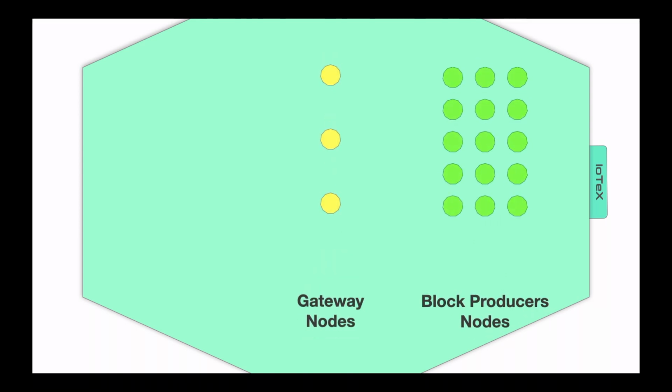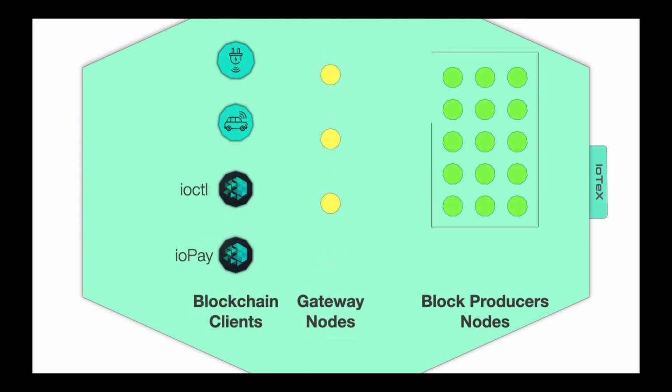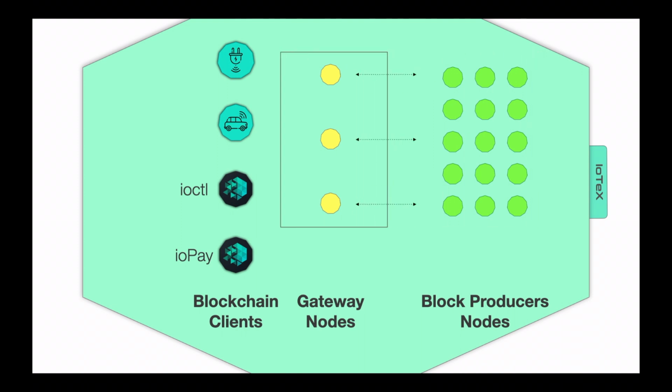Now that we know the basics of IoTeX, let's explain the differences between various types of nodes and users of the network. Specifically, we are talking about block producer nodes, gateway nodes, and blockchain clients. Block producer nodes are full nodes that maintain the blockchain by verifying all actions broadcast to the network. Gateway nodes allow users to connect and interact with the blockchain using APIs, and you can also configure a full node to act as a gateway node.